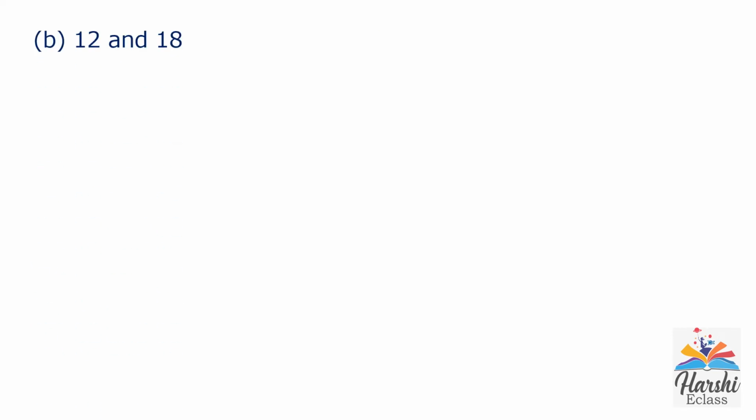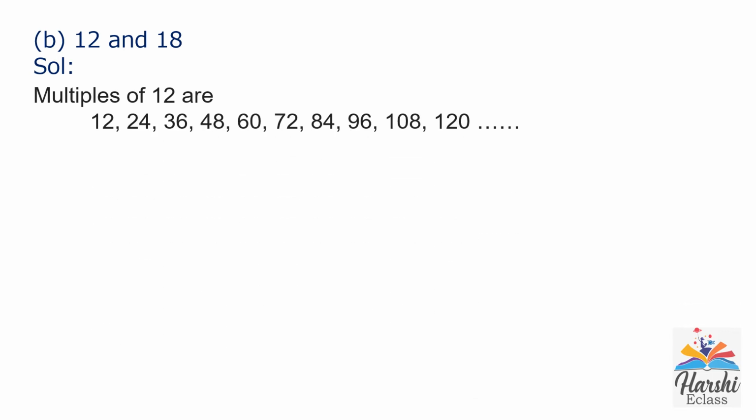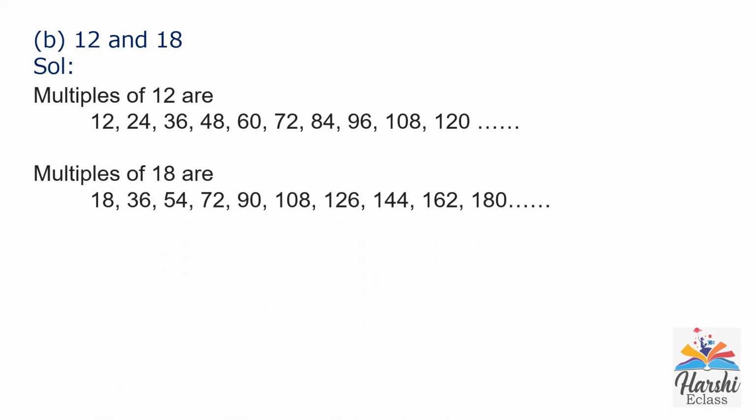Common multiples. The first three common multiples of 12 and 18. For this, write the multiples of 12. The 12th table. 12 tens are 120. Up to 120 is written here. Now, multiples of 18 are, 18 tens are 180.